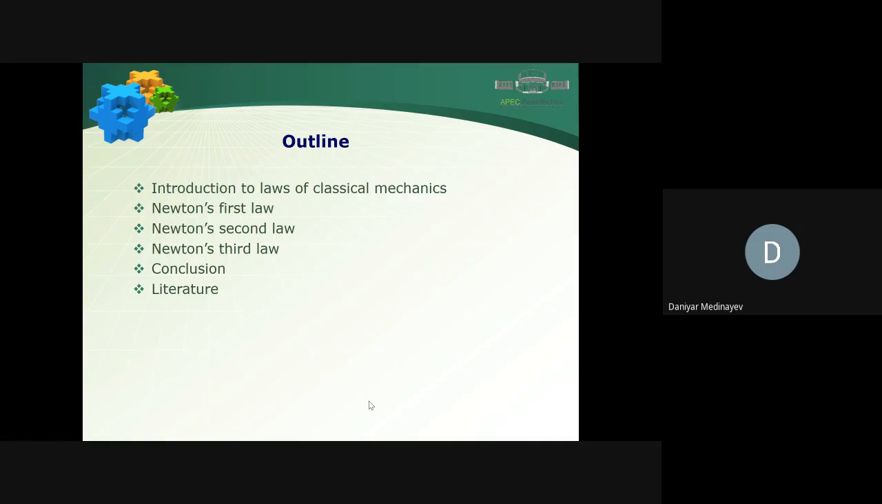First of all, please look at the outline for this lesson. First, we are going to introduce the laws of classical mechanics, and after that, we will study Newton's first, second, and third laws. After the main parts, we will sum up this lesson by using a short animation. So, here we go.